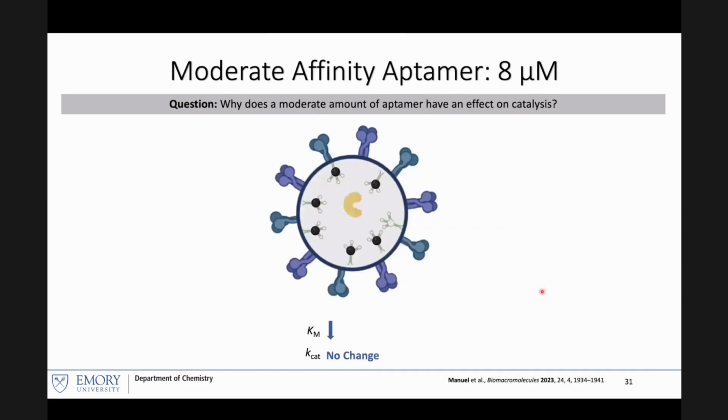So what do we think is happening here? As you can see, we hypothesize that you're just getting an equal sharing between the aptamer and the enzyme because their KMs, or excuse me, their affinities are similar.